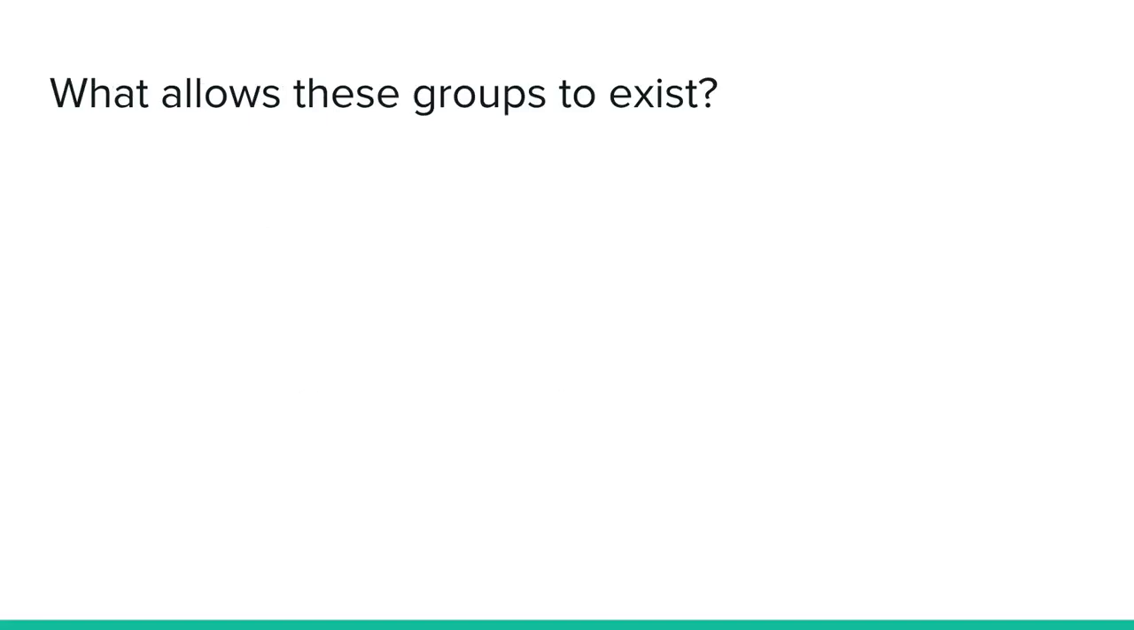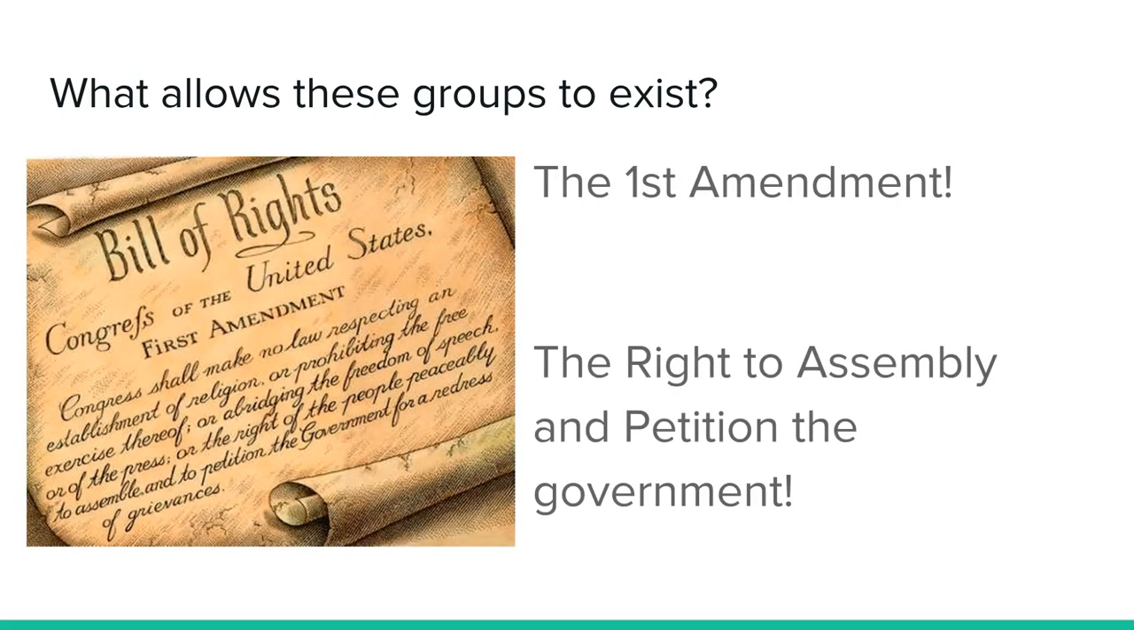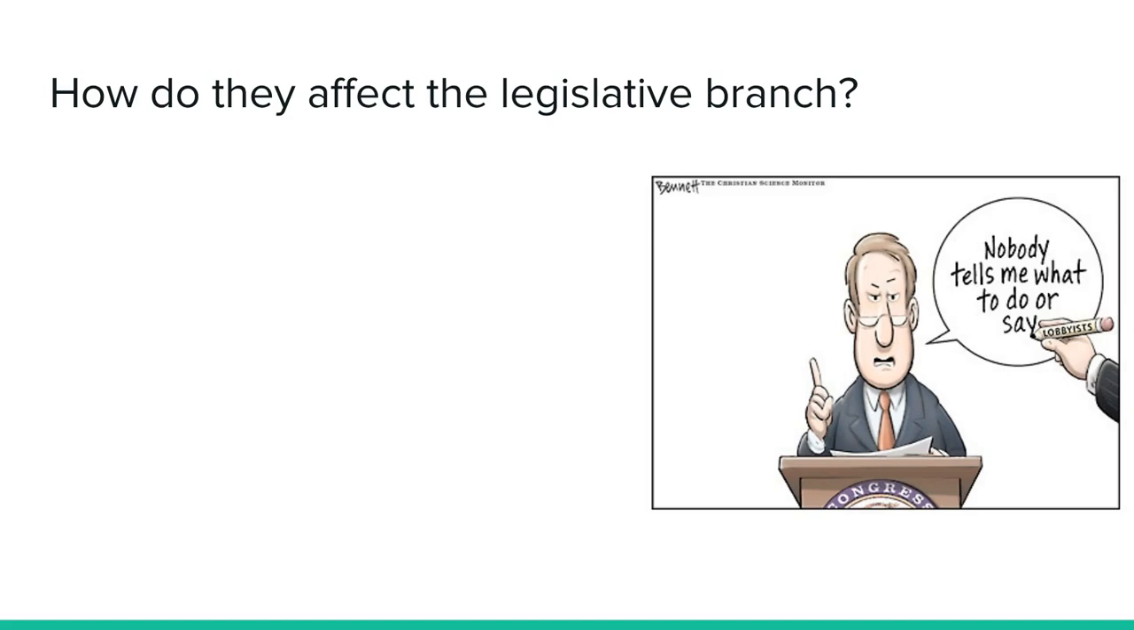What allows these groups to exist? If we go back to the Constitution, what part of the Constitution says we're allowed to gather in groups and talk about government and ask our government to do things? Correct. The First Amendment. The rights to assembly and to petition the government combine to allow interest groups to exist and to be constitutional. Now, how do interest groups affect the legislative branch?